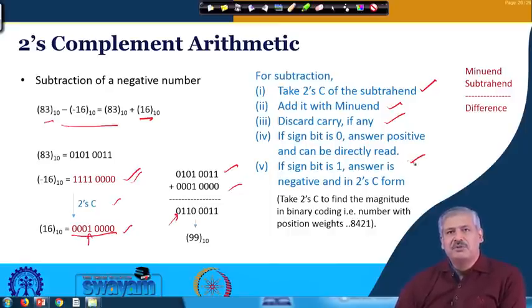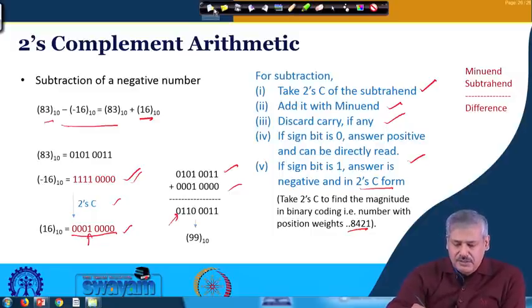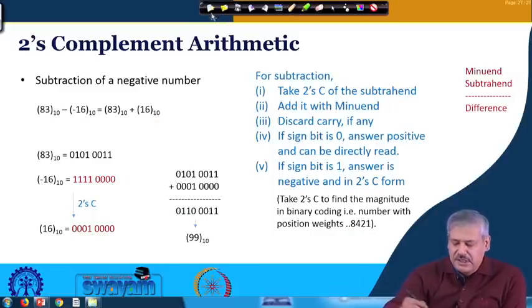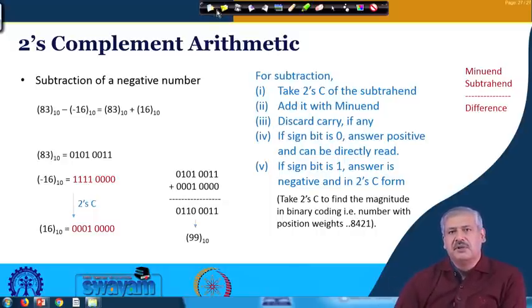If we want to know the magnitude, that means you want to convert from binary to decimal equivalent, then you have to take the 2's complement of this number, and the number will come in the form of the way the weights are placed: 1, 2, 4, 8. Then we can convert it and get the corresponding number. So, this is how we can go ahead with 2's complement arithmetic, which we shall be using.